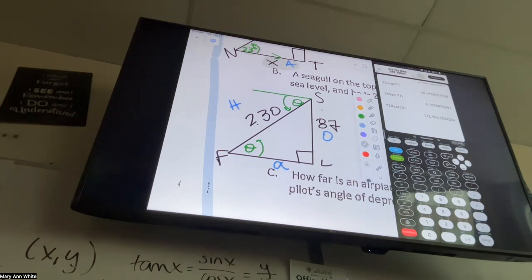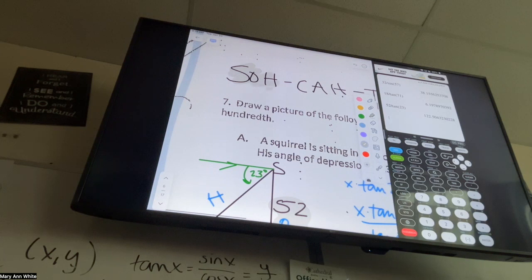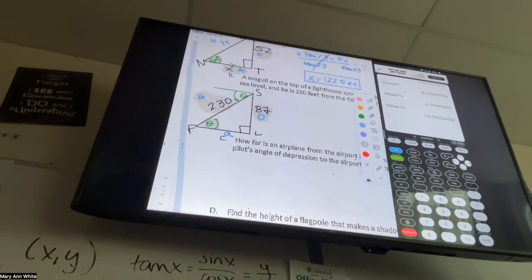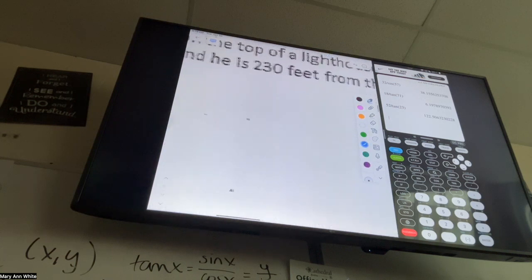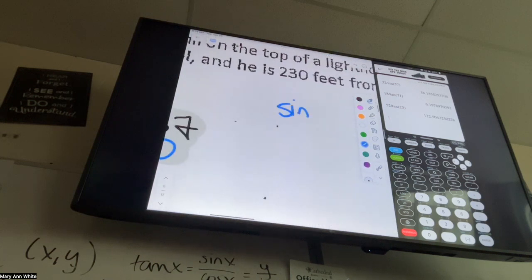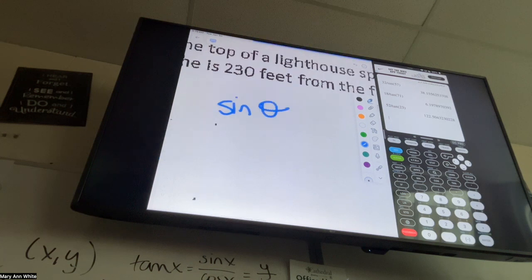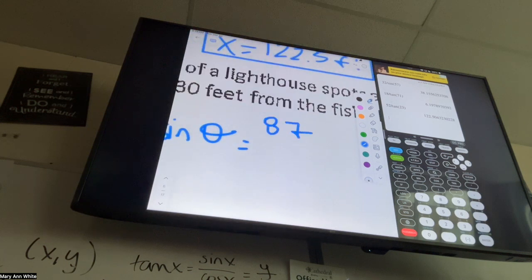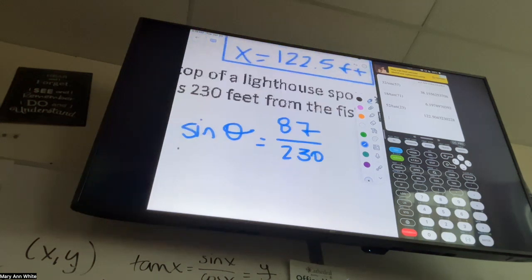Which trig function am I going to use here? Sine. Good. How do you know? We've got opposite and hypotenuse. Good question. Okay, now here's how I set it up. We said we're going to use sine. Sine of what angle? What am I going to write for my angle? X, theta, whatever makes you happy, just a variable. And then it equals my opposite 87 over hypotenuse, which is 230.